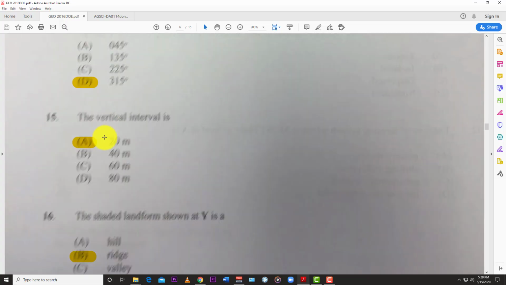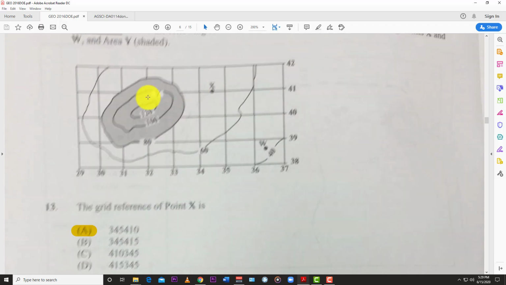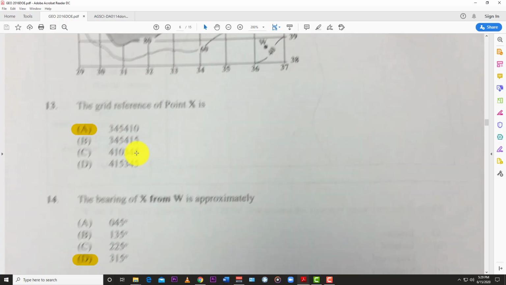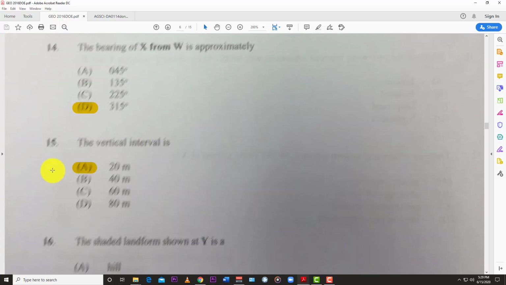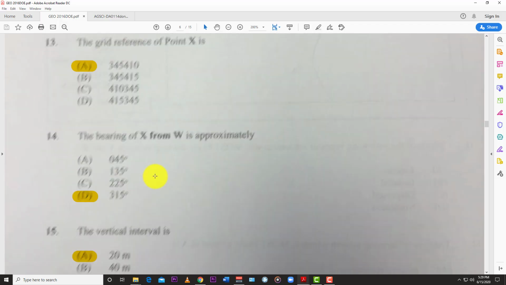Number 15, the vertical interval is, and the answer is A, 20 meters. The vertical interval is 20 meters. Each contour represents about 20, and then you have the 60 running around there, between 60 and 80, so that's how we get that answer. The vertical interval is 20. If you look at 60, 80, 100, 120.